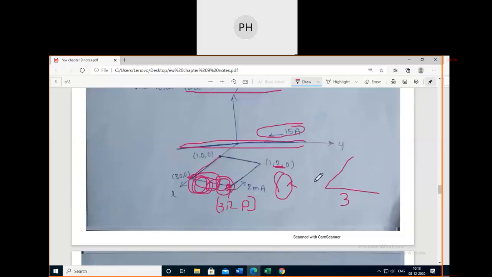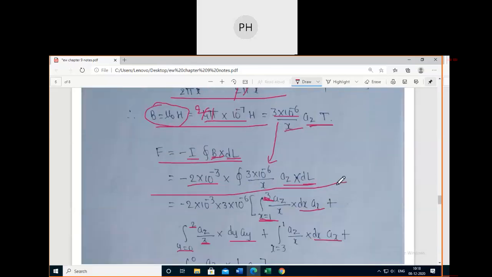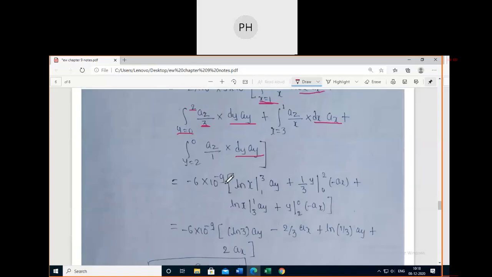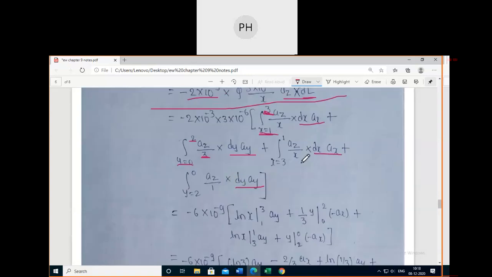Okay, third component, this was the third line, along the minus ax direction. That's why Az divided by x; x is varying, you can see here it is varying from 1 to 3, but at this place it is varying from 3 to 1. Az divided by x into dx into ax. Okay, this was the third component.